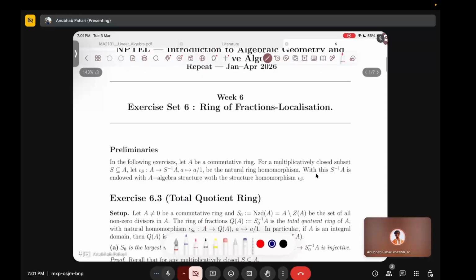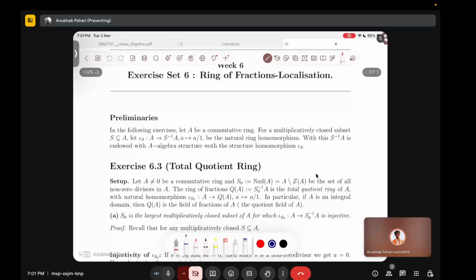So these are some preliminaries. Let A be a commutative ring, and S a multiplicatively closed set. This means that if a, b belong to S, this should imply ab belongs to S.